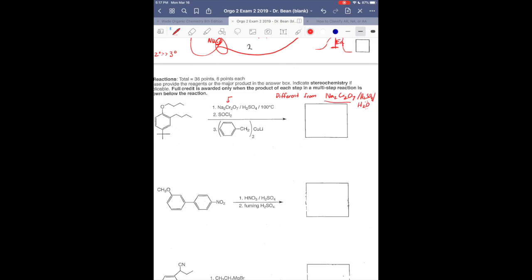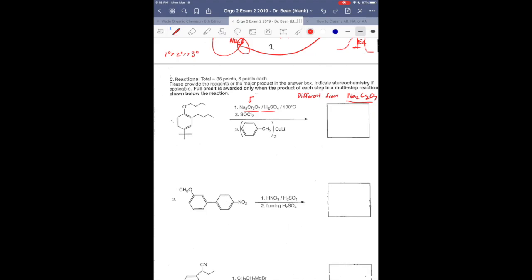Okay, these are two different things. They're the same compound here, right? The same molecules involved. However, one is dilute, the other is concentrated. So which one do you think would be harsher? Which one do you think would do something harsher when you're comparing between the two? The one with the heat that's concentrated, or the one without the heat that's dilute? So definitely this one is going to be harsher conditions, okay?